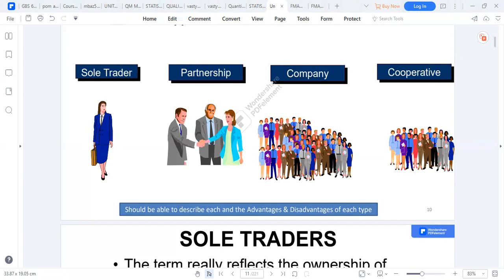So a partnership is owned by two or more people, okay? And for this particular one, the advantage is that, like they always say, two is better than one.